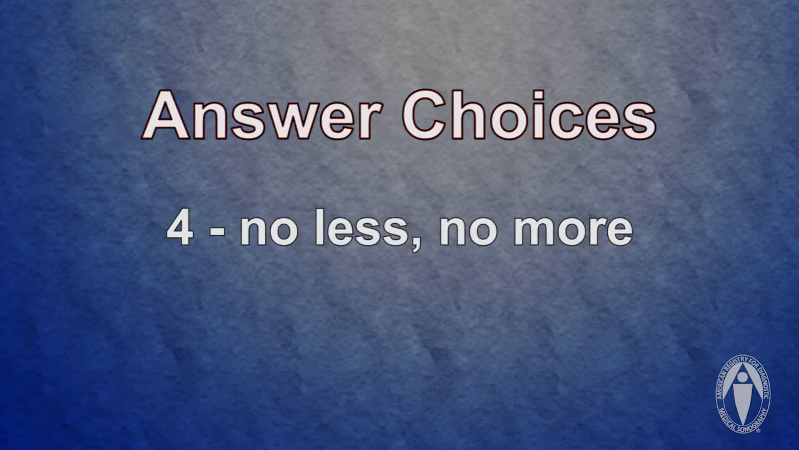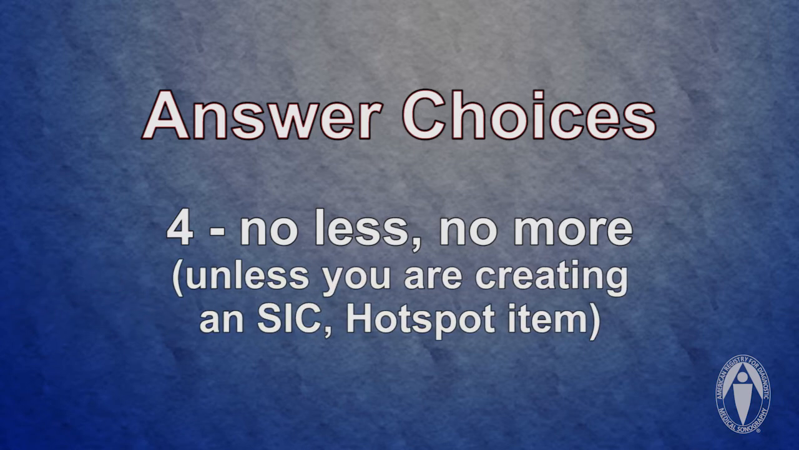Okay, four choices. That's pretty straightforward. It's a little different if you're talking about the SIC items or the hotspot items. There are obviously more choices in those situations. In fact, in the hotspot item, when you think about it, it's actually to the pixel. The screen has so many pixels on it. Each pixel is a potential answer choice. So there are thousands of answer choices.